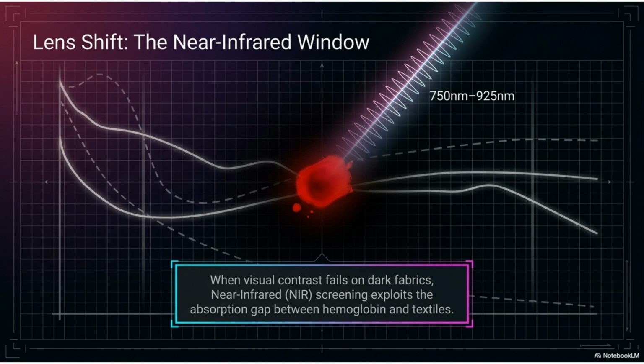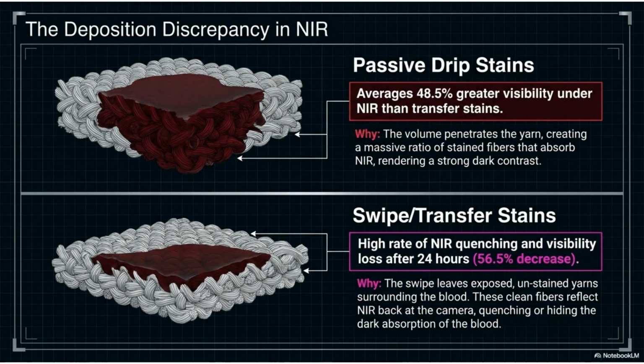NIR screening exploits the absorption gap between hemoglobin and textiles in the 750 nanometers to 925 nanometers range. There is a deposition discrepancy in NIR visibility. Passive drip stains show greater visibility because the volume penetrates the yarn. Swipe or transfer stains have high NIR quenching and visibility loss because clean fibers reflect NIR back.